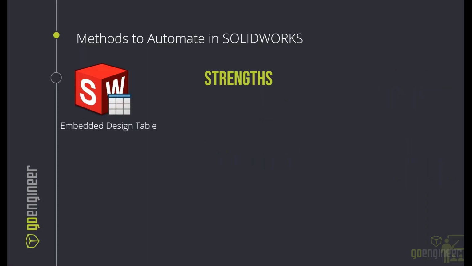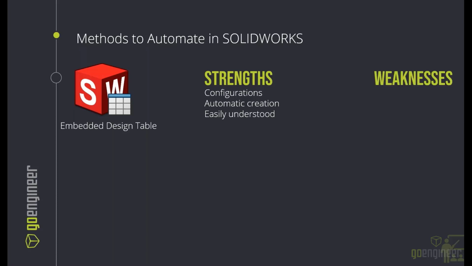And then we have the embedded design table. The embedded design table is default in configurations now, but the automatic creation is part of its strength. They allow us to rapidly create configurations, and the table itself is really easily understood by many. So with just a little bit of interpretation, a user can hop right in and start configuring. The weaknesses of this is that adding the data is inefficient, and the formatting, again, probably leaves a little bit of room to be desired.